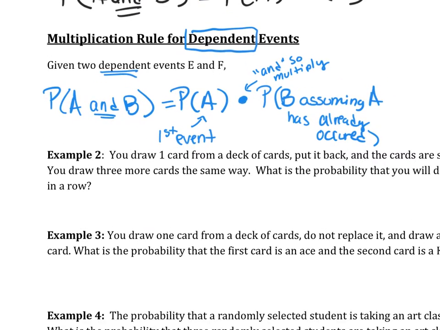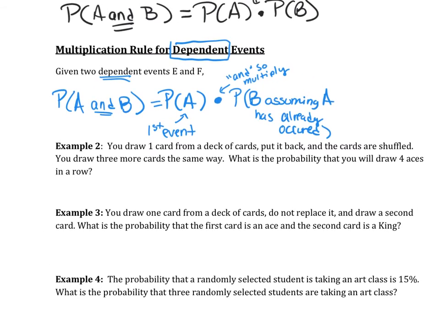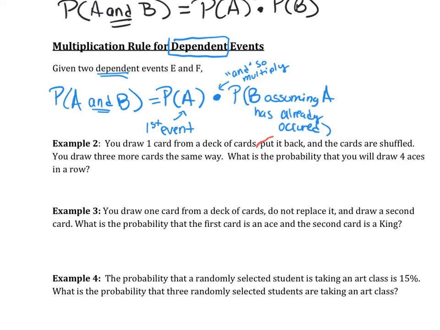So example 2 here. Suppose you draw one card from a deck of cards, put it back, so this is with replacement, which means we have independent events. Then the cards are shuffled and you draw 3 more cards the same way. So you draw one, put it back, draw another, put it back. You do that for a total of 4 times. What's the probability that you will draw 4 aces in a row?